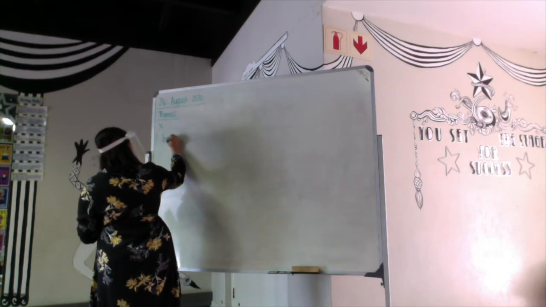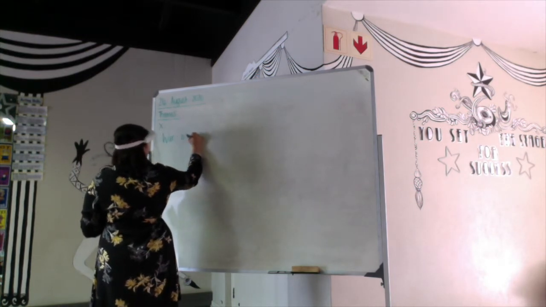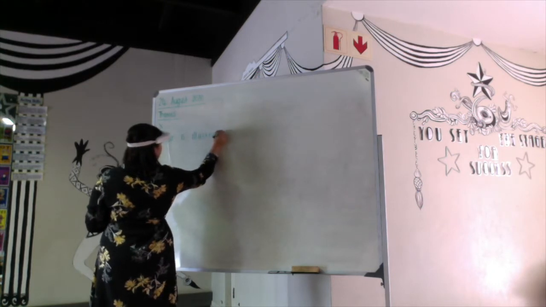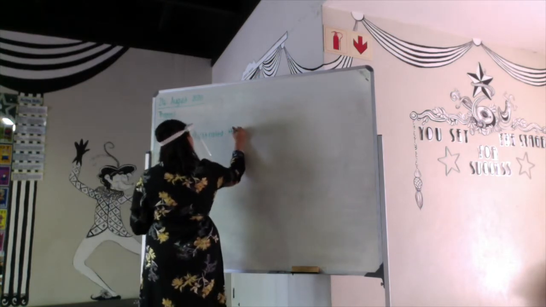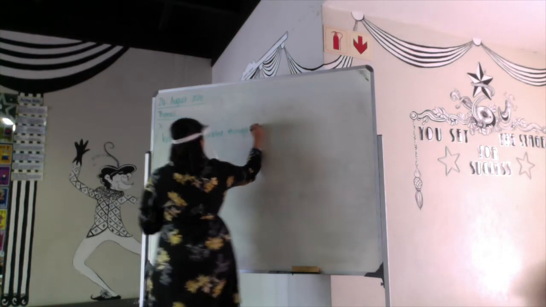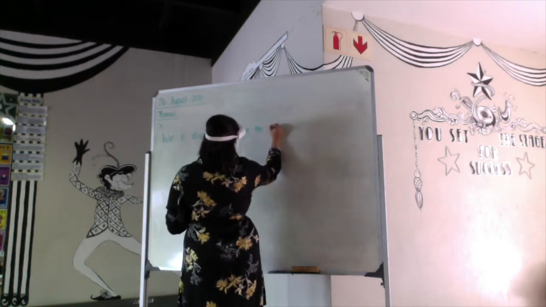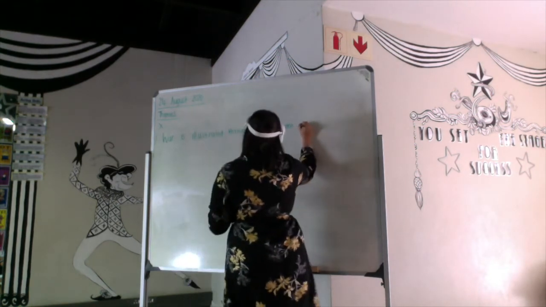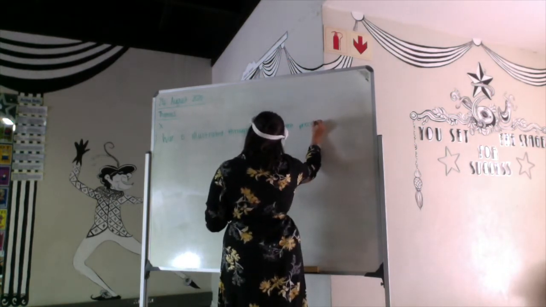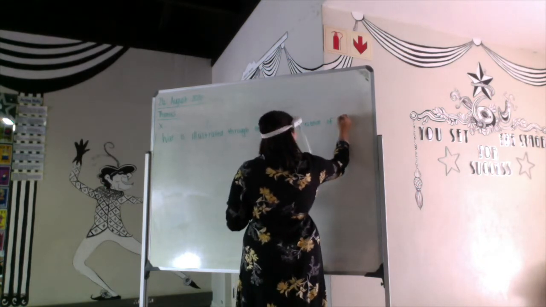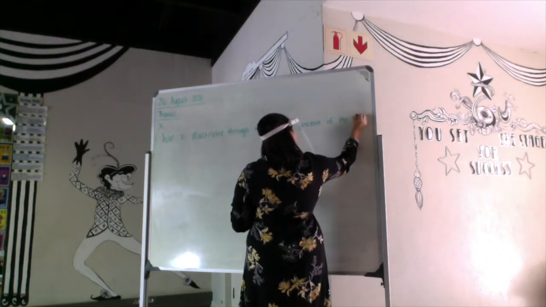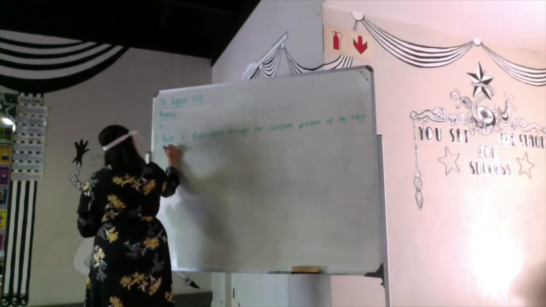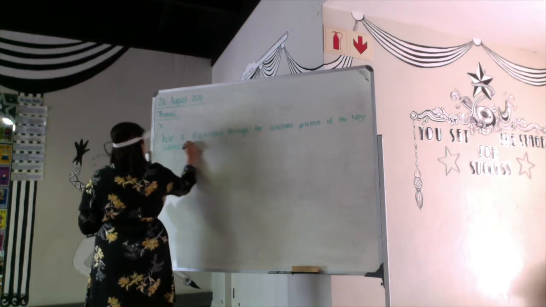So the first one is war is illustrated through the constant presence of the Nazi soldiers in the novel.